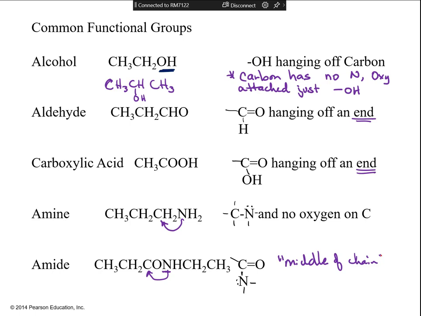So take a minute, look at your little handout. Do you see where the amine is and the amide? And notice the difference, that amide has a double bond oxygen on the carbon that the nitrogen's connected to, whereas an amine is not going to.